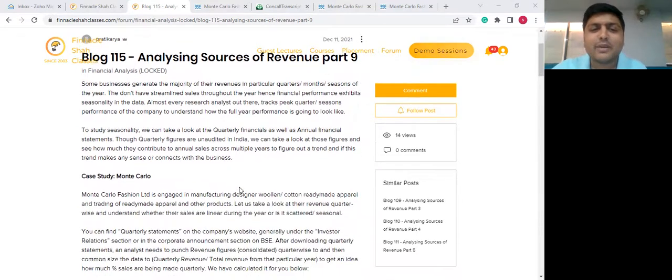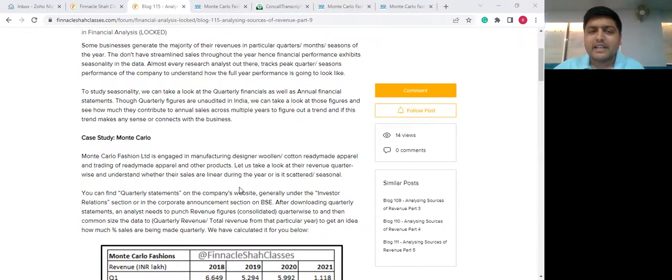The first case study which I want to talk about today is Monte Carlo. Now, Monte Carlo is basically an apparel manufacturing company. वो woollen या cotton ready-made apparel बना के बेचते हैं अपने customers को. Moreover, they are also into trading of already ready-made apparels, so sweaters and everything, right?